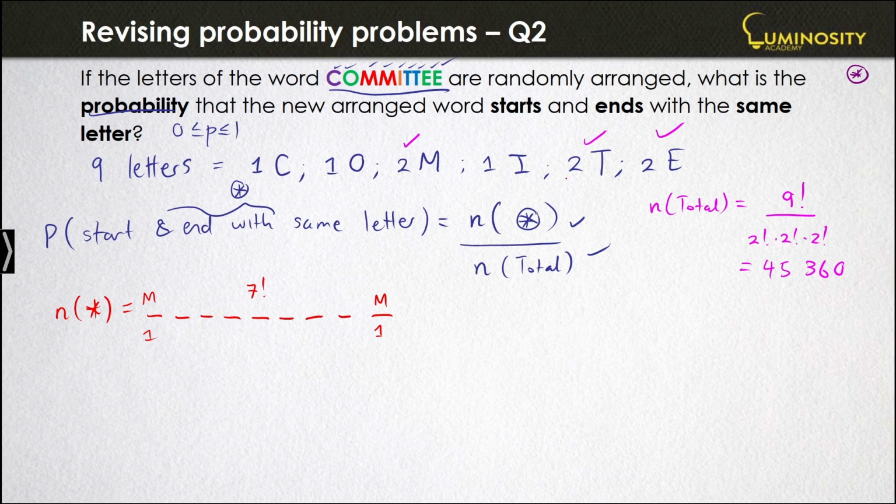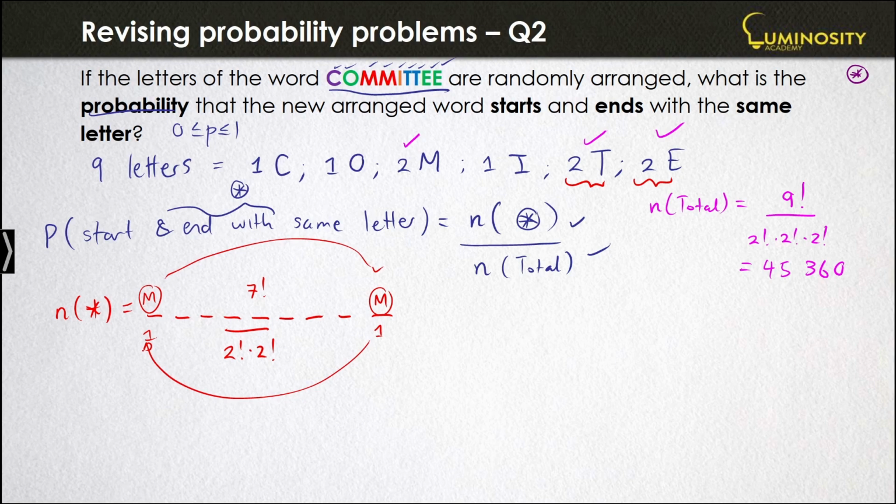However, we still have these 2 T's and these 2 E's as repetition, so we need to divide them out. You'll ask yourself, why can't I divide out the repetition for the 2 M's? Well, there's only one way we're going to deal with it: the 2 M's, one at the end and one at the start. So we don't have to divide that, because that is the only way that can happen. There's no real repetition happening there.